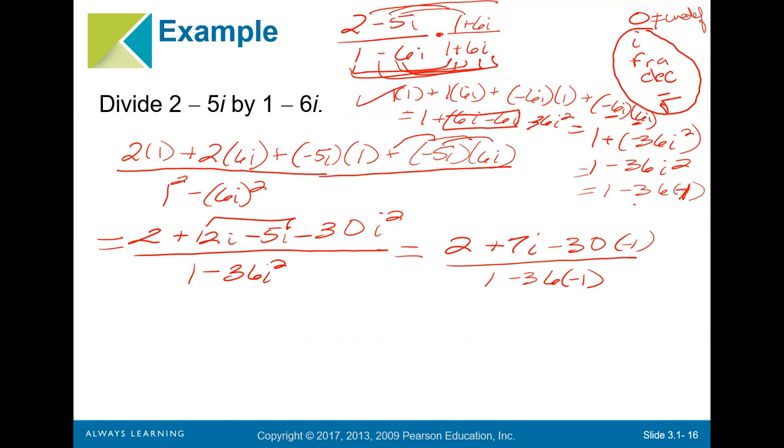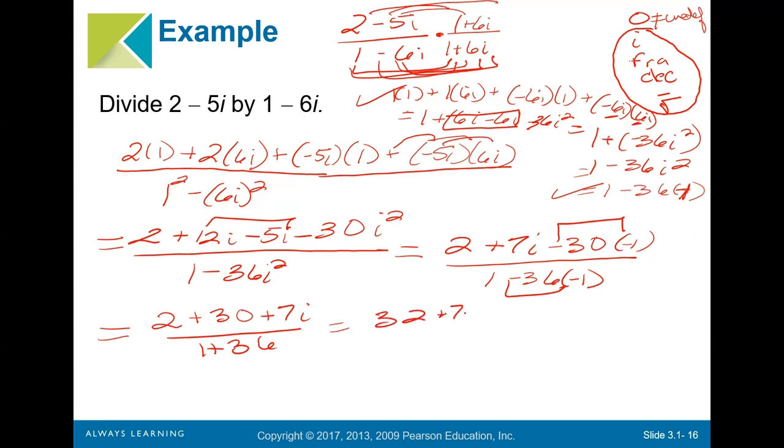Okay. So I'm going to finish up down here instead of right here. So we're at the same point now. So now I have 2. Well, this negative times negative is positive. I'm going to bring it to the front because it's a real number. So it's going to be a positive 30 plus that 7i all over 1. Negative times negative is positive plus that 36. Now I have 2 plus 30 is 32 plus 7i all over 37. Now we're going to rewrite it as real plus or minus imaginary. So I have 32 37ths plus 7i 37ths.